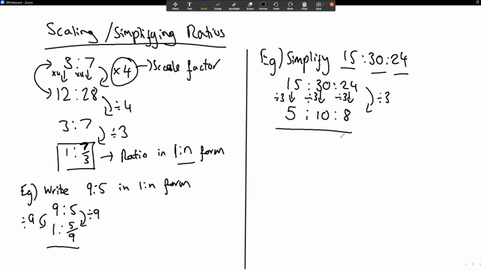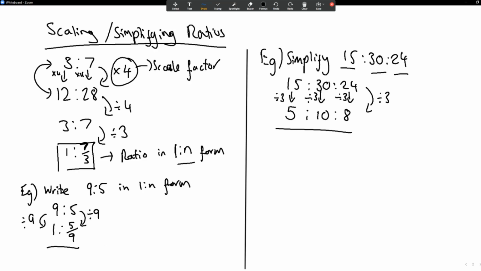And this is in the simplest form, because you can't take any more common factors out without it becoming a decimal. So that's what it means when it says simplify or write it in the simplest form.